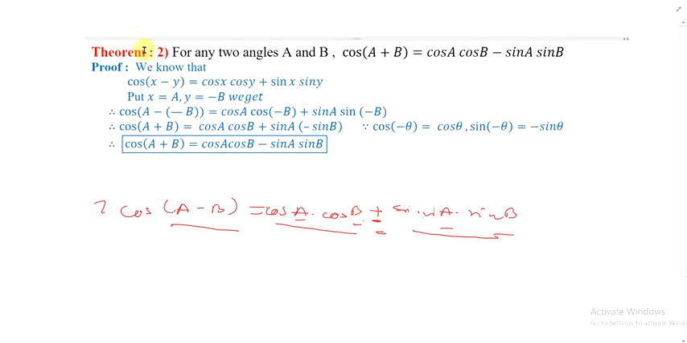Which result? Here, for any two angles A and B, cos(A plus B) is equal to cos A cos B minus sin A sin B. Now, on the LHS we have a plus sign and on the RHS we have a minus sign. If you compare both the results, the result is the same, only the signs get exchanged. Here plus, minus; minus, plus. The other things remain as they are.